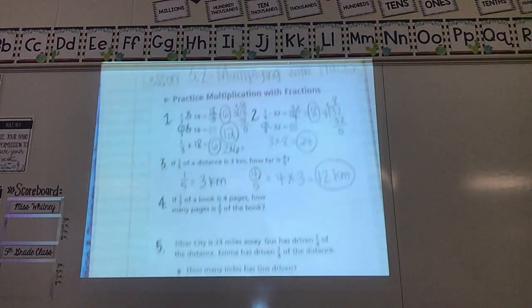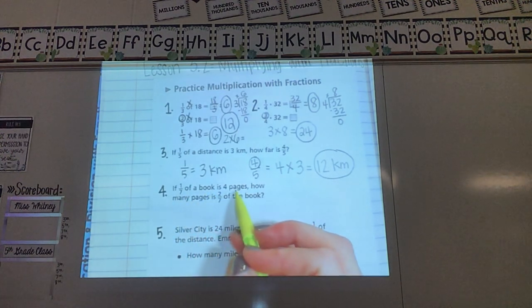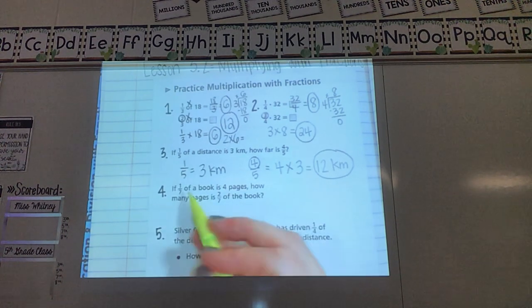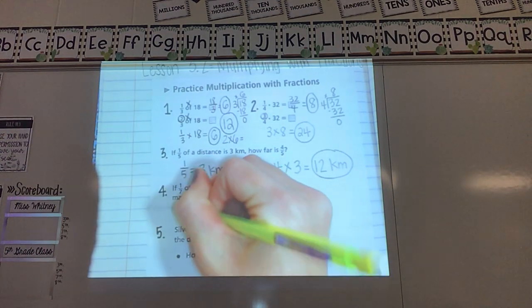Number 4. If 1/7 of a book is 4 pages, how many pages is 2/7 of the book? So 1/7 of the book, they said, is equal to 4 pages.